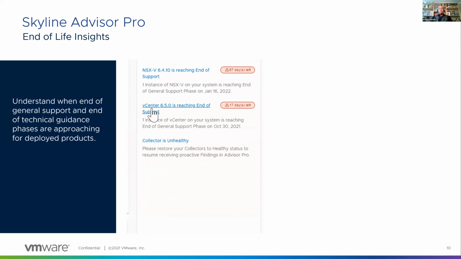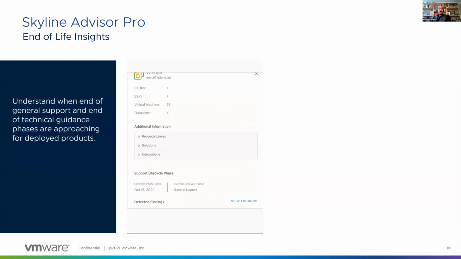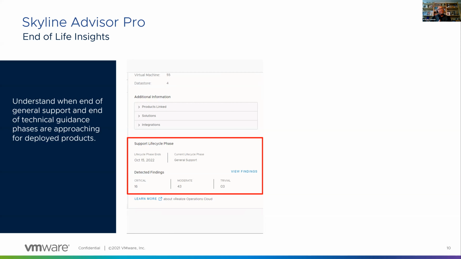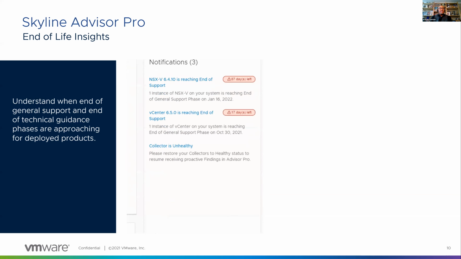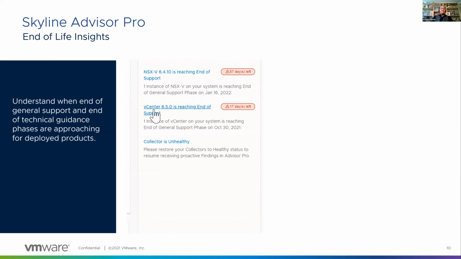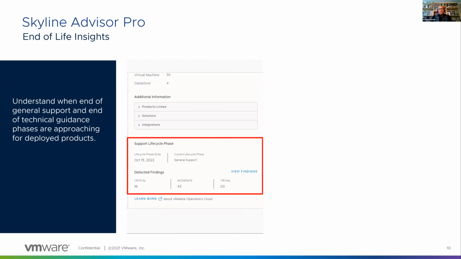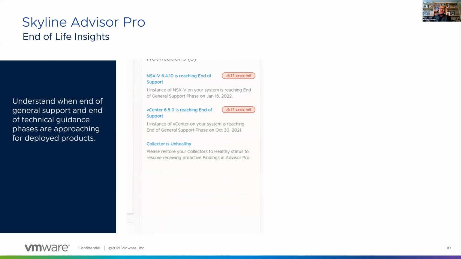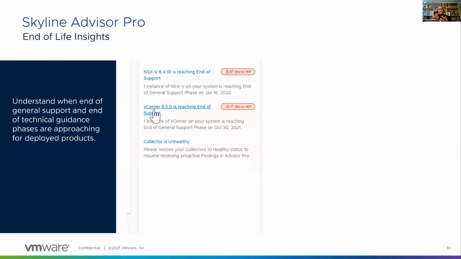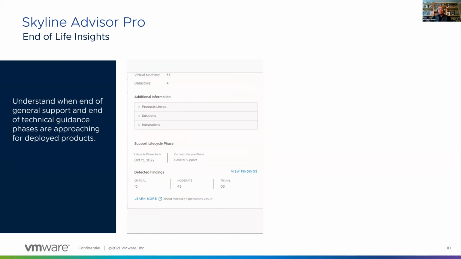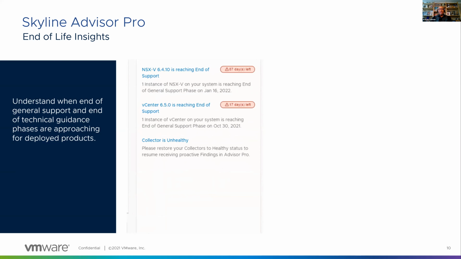Clicking on a notification will tell you exactly where that product is in its life cycle phase, and even indicate how many days are left. And you'll even get a total number of findings and recommendations that are associated with that product. And this is a really important feature, because with the ability to see at a glance when support is coming to an end, you've got sufficient time to plan upgrades and ensure business continuity with minimum disruption. And I'm sure Mark's going to be talking about upgrade planning a little bit later.